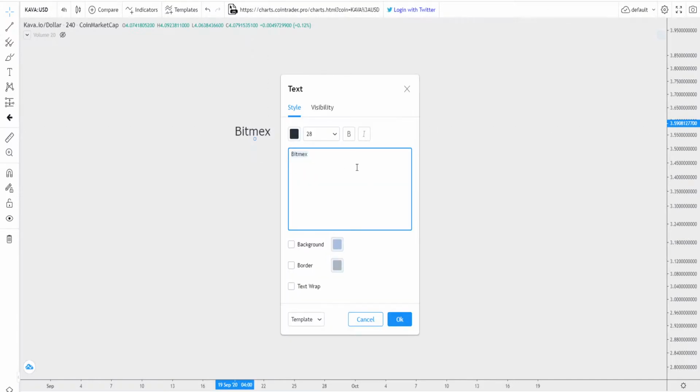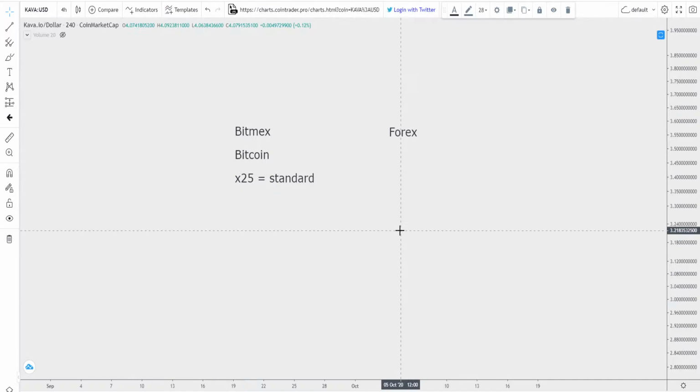So let's say our standard for BitMEX is X25. Let's say we are only trading Bitcoin. Okay, so let's go for this Bitcoin, and 25x equals standard.